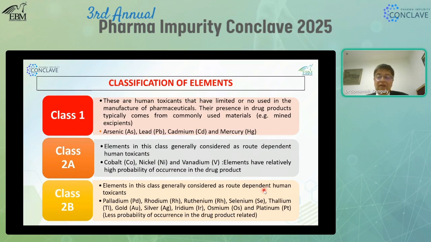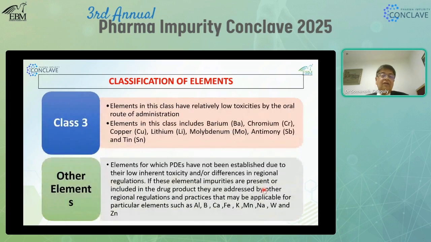Class 2B depends on your type of formulation, whether these impurities are to be included or not. Mainly for non-oral formulation this becomes important. And the class 3 category is some barium, chromium, copper, lithium, molybdenum, antimony.